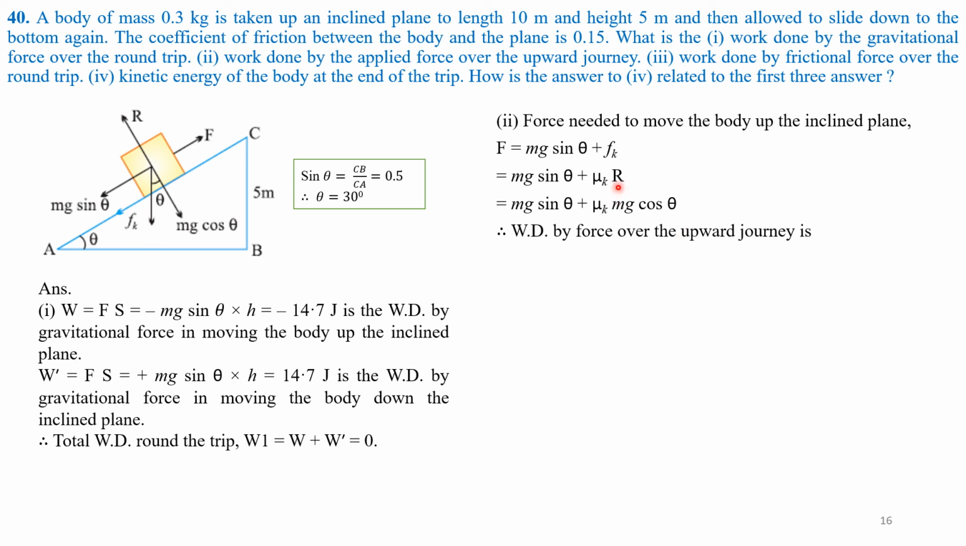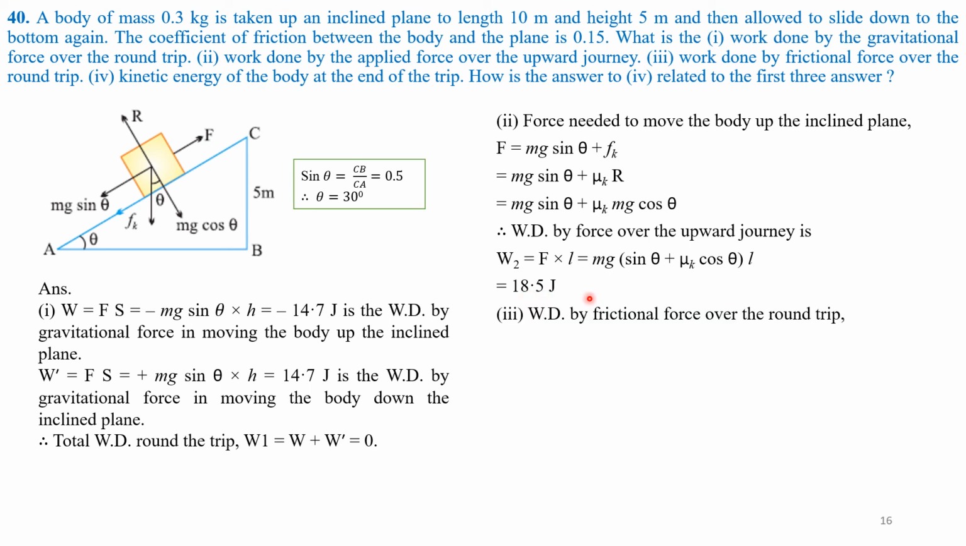The R is known as the reaction. So therefore, W2, the work done by the force over the upward journey, is given by W2 is equal to F into L, that is equal to mg into sin theta plus mu k into cos theta into L. Substituting the values, we get W2 is equal to 18.5 joules.